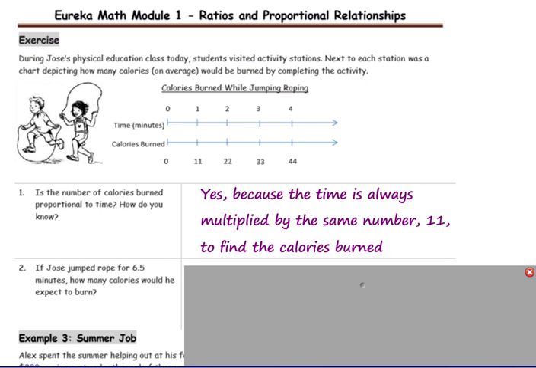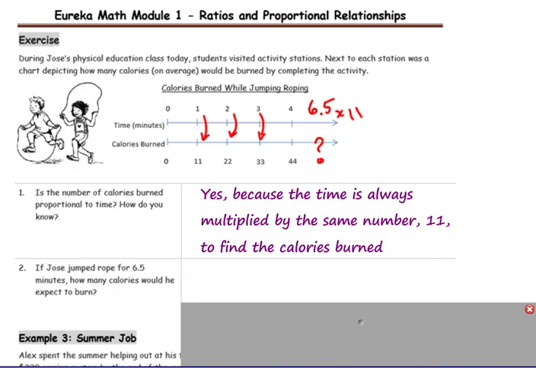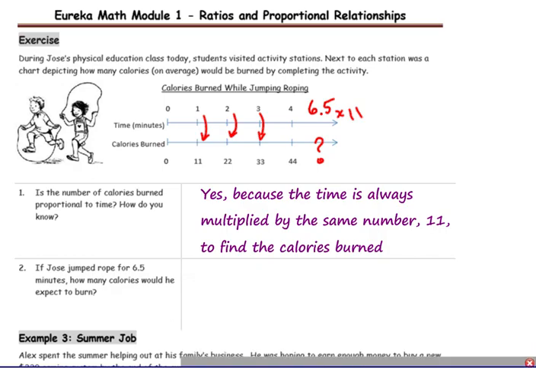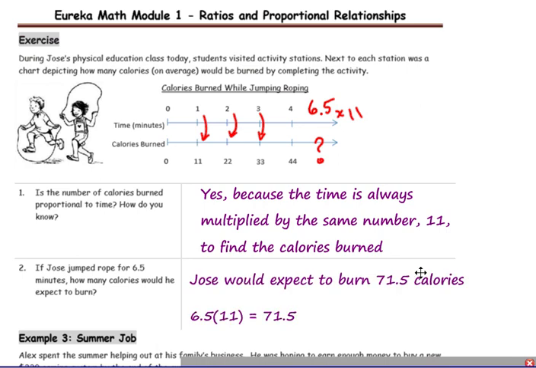If Jose jumped for 6.5 minutes, how many calories would he expect to burn? So we're wanting to know if the number up here was 6.5, then what would the number be down here for calories burned? Following the pattern of using a multiplier of 11 calories for each minute, you would multiply 6.5 times 11 to find that answer. So Jose would expect to burn 71.5 calories, 6.5 times 11.